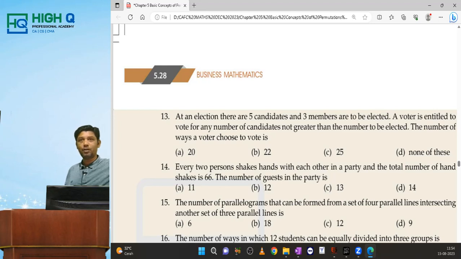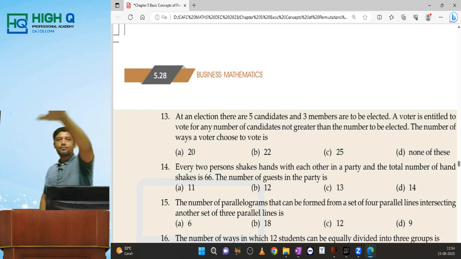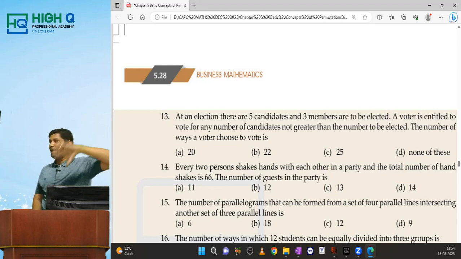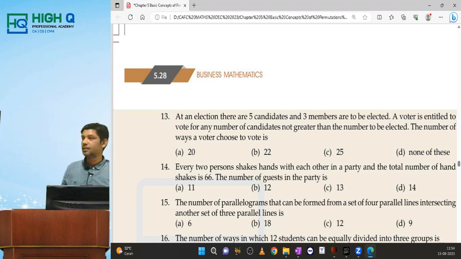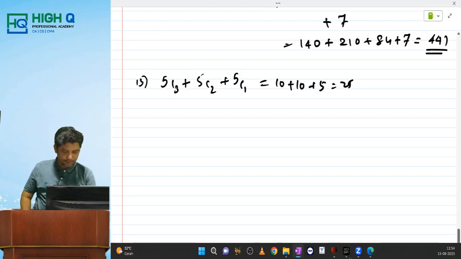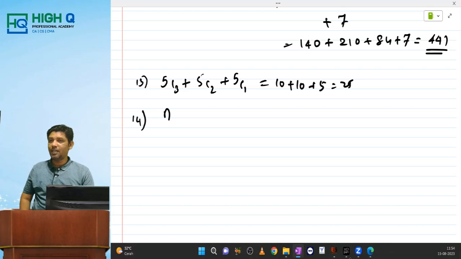Like n number of points, how many lines can be drawn? NC2. N number of people, how many handshakes possible? NC2. Here, total number of handshakes, how many are there? 66. So, total how many people are there? That's what we need to find out. Is that right, my dear? Yes. Now, look at this. Please listen here. Let me assume there are n number of people.